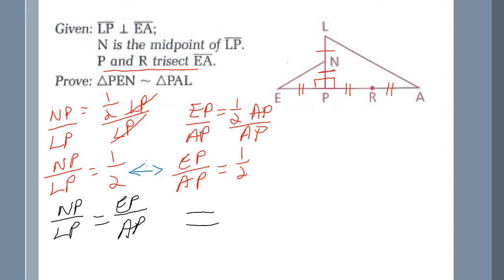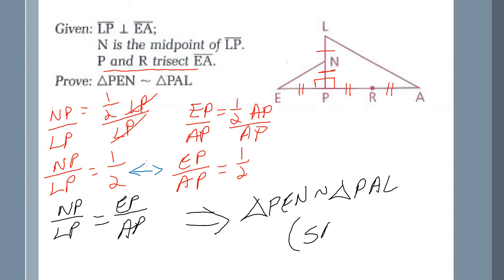Therefore, we can take the next chain of reasoning, and I can say that since those are proportional, triangle PEN is similar to triangle PAL. Triangle PEN is similar to triangle PAL, and that is by side angle side similarity. Okay.